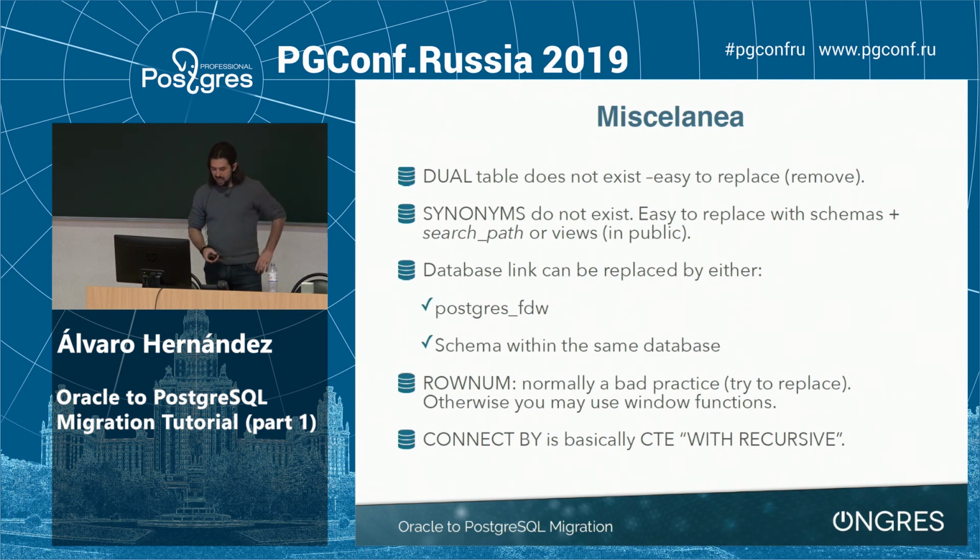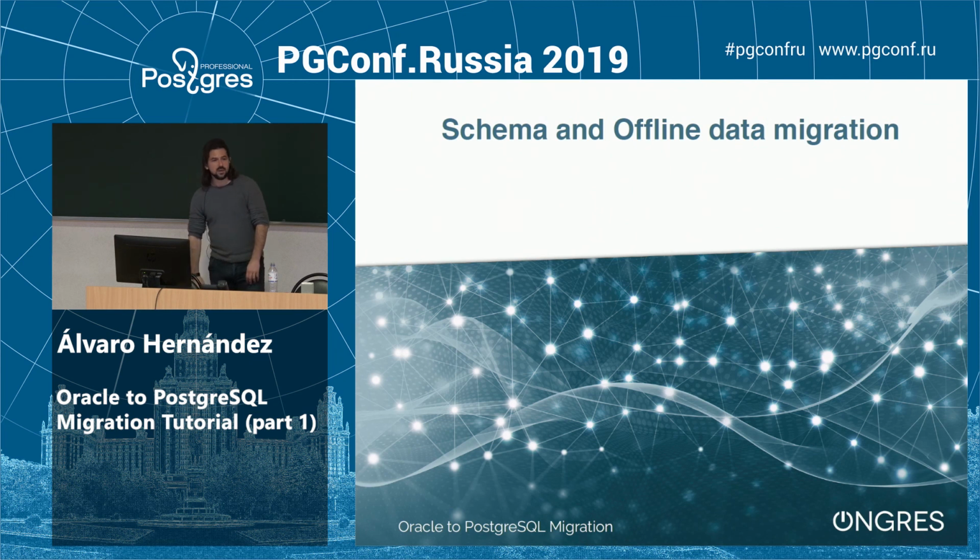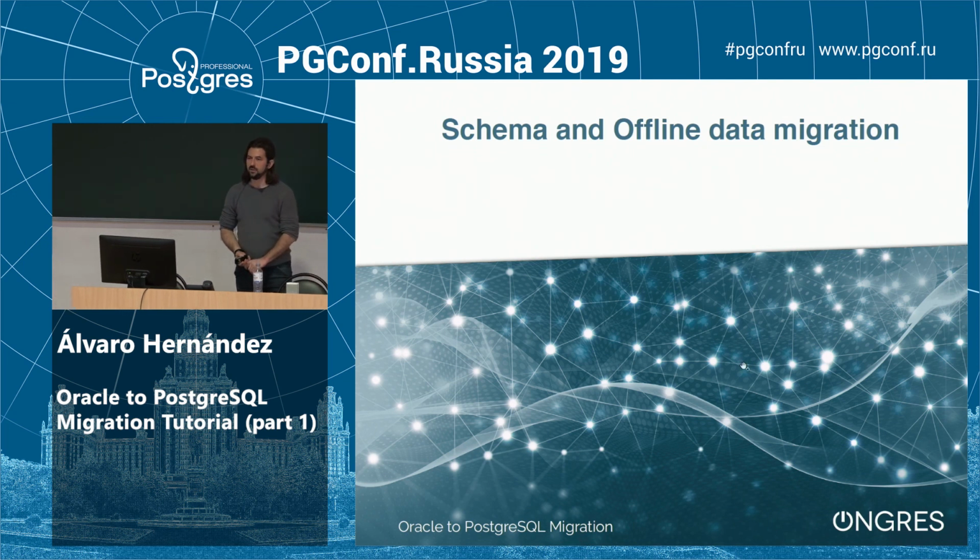And there's also CONNECT BY in Oracle, which is basically like a common table expression with recursive. So it's basically a recursive query. It's also supported by Postgres. Yes, instead of saying CONNECT BY, you say WITH RECURSIVE. That's a little bit about SQL and data types. We've seen the migration assessment.